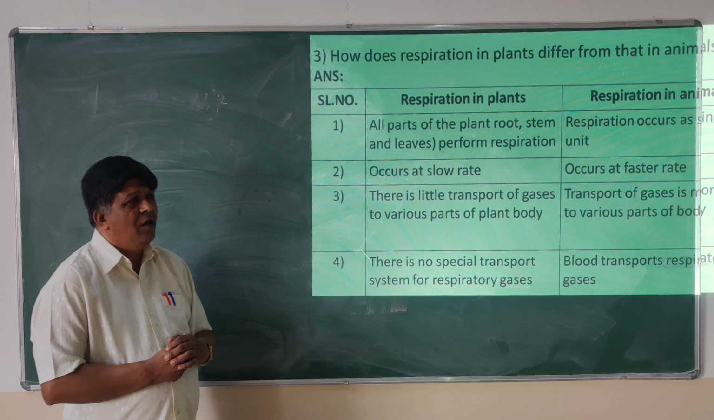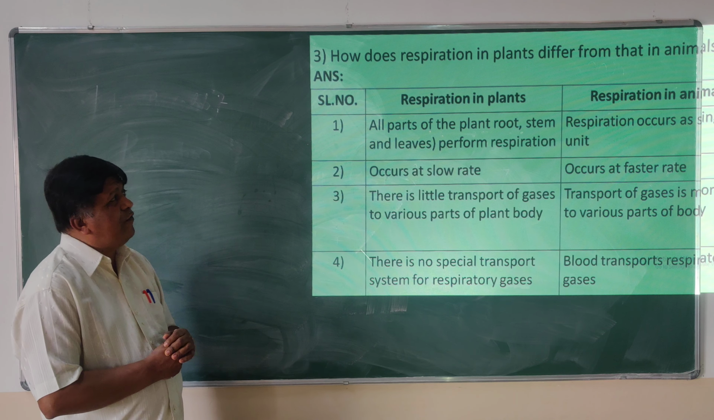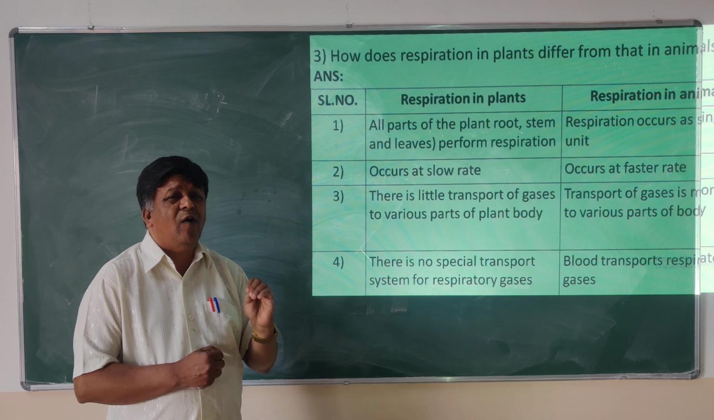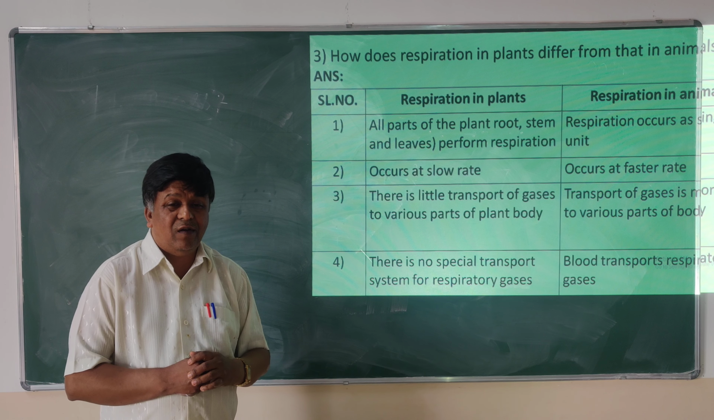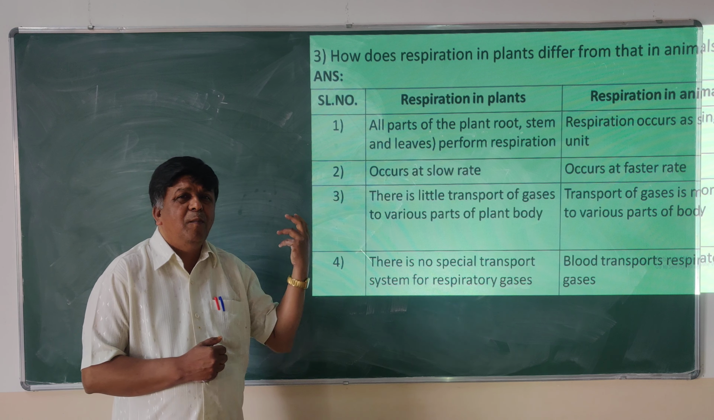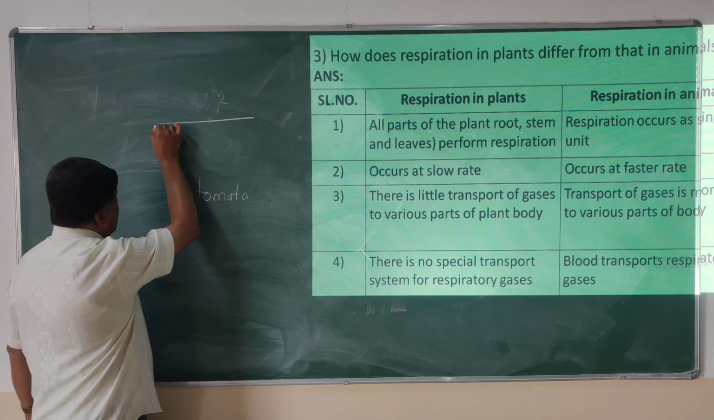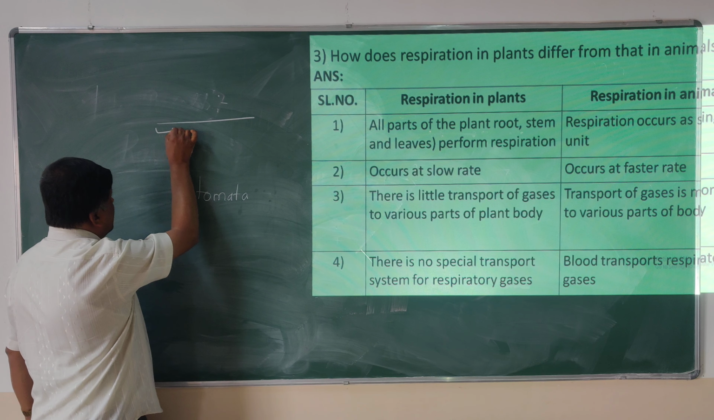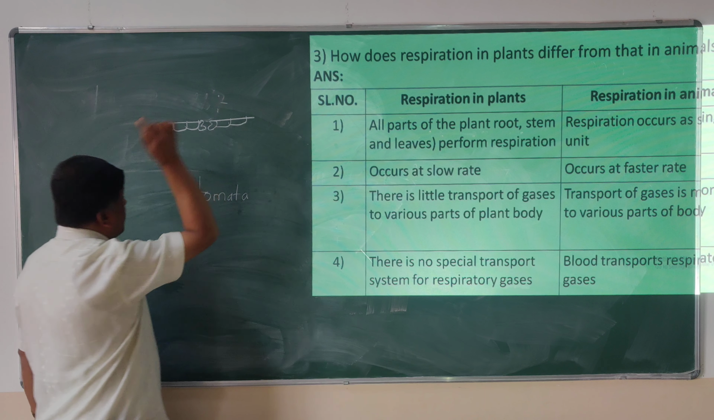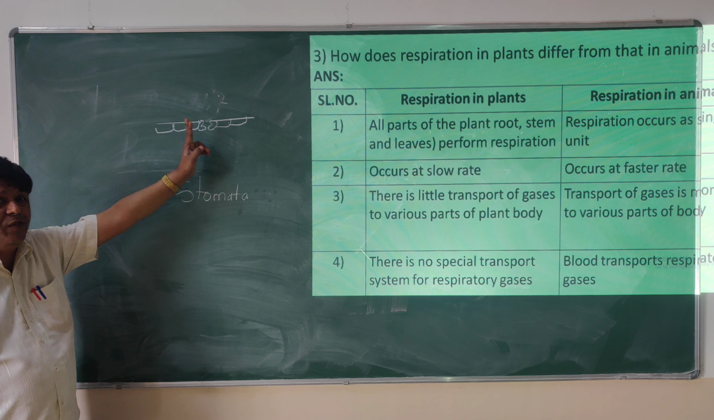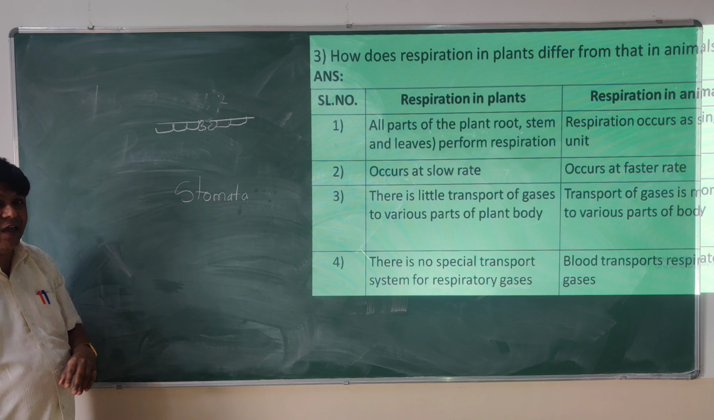What is the comparison? If you take plants, when we talk about respiration, all parts of the plant are capable of carrying out respiration. Why? Because the major part of the plant body has a few important structures. One is stomata. You know where the stomata are present? In the epidermal region of the leaf, and in some places in the stem. Stomata help in the exchange of gases.